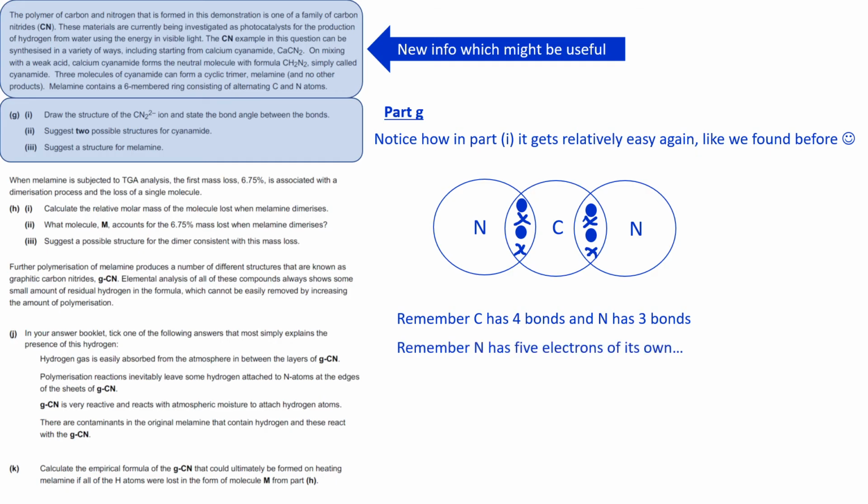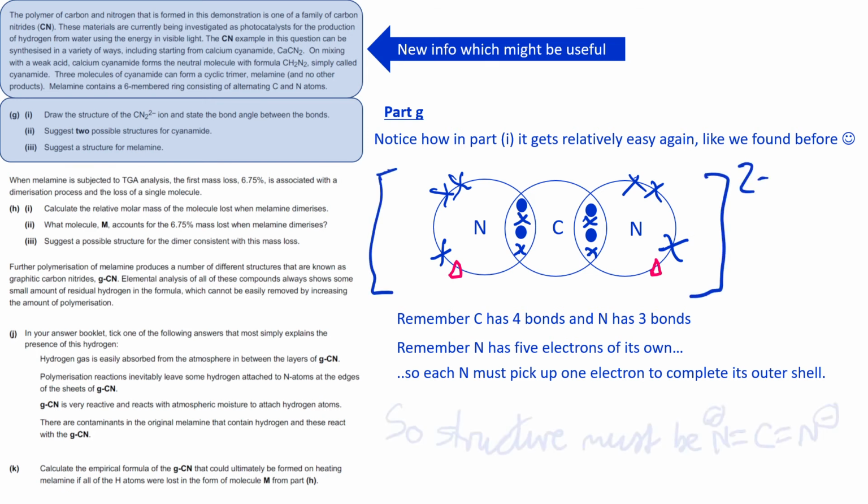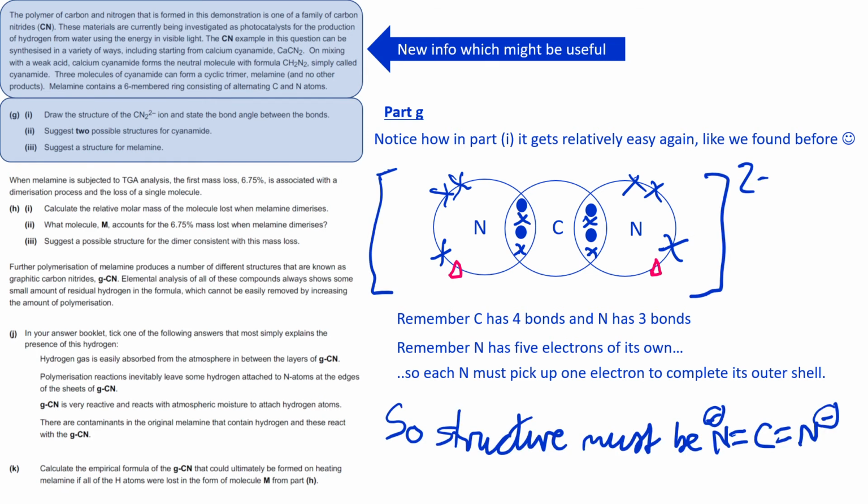So nitrogen has 5 electrons of its own. So let's put in some more crosses to represent that. Now, if you look at the number of electrons in the outer shell of nitrogen, there's only 7. So we need to put an 8th one in to complete this outer shell, hence the 2- in the question. So that must mean the structure will look something like that.